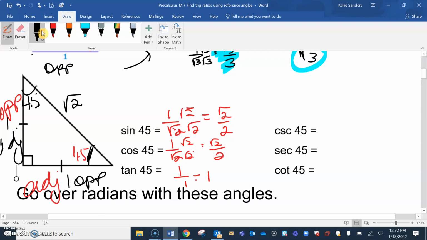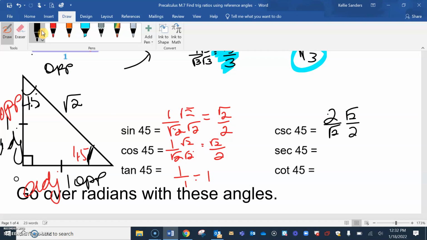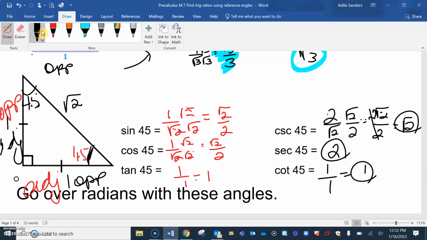Reciprocal of these, 2 over square root 2. Can't have square root on the bottom, which would be 2 square root of 2 over 2. The 2's would cancel, so we'd have square root of 2. Since those are the same, then those are the same. And if I take the reciprocal of 1, it'd be 1 over 1, which is 1. So there are those. Those aren't going to be on the ACT. It's going to be a sine, cosine, or tangent of 30, 45, 60.